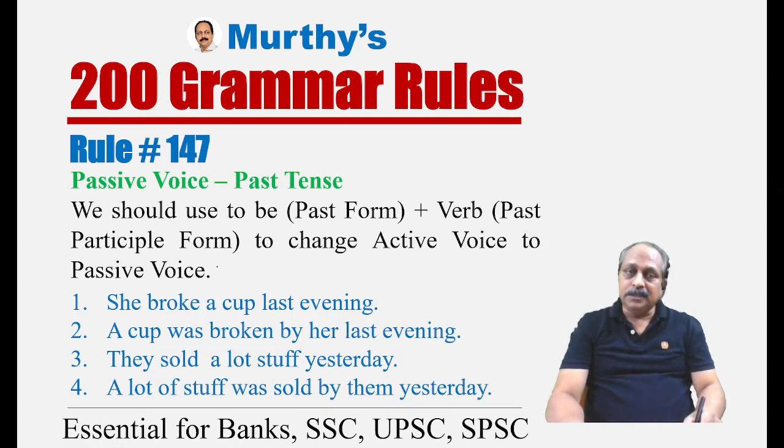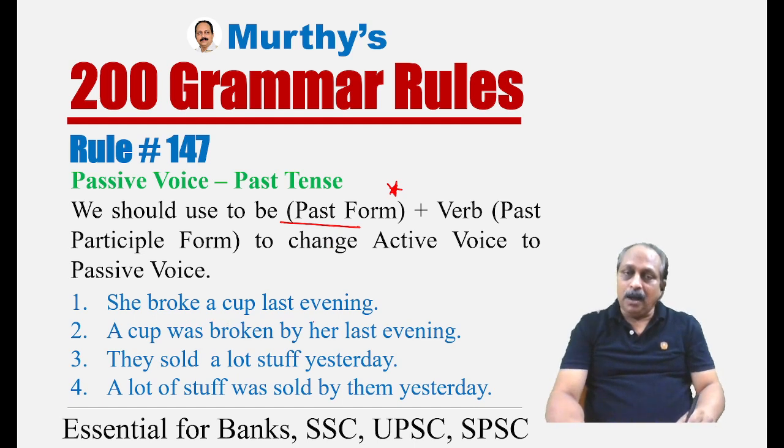Rule number 147, passive voice, past tense. We should use to be past form plus verb past participle form to change active voice to passive voice, past tense. Again, if you contrast present tense and past tense passive voice, what is the difference? In present tense, to be is in the present form; in past tense, to be is in the past form. Otherwise, it is the same pattern, but for the time phrases.